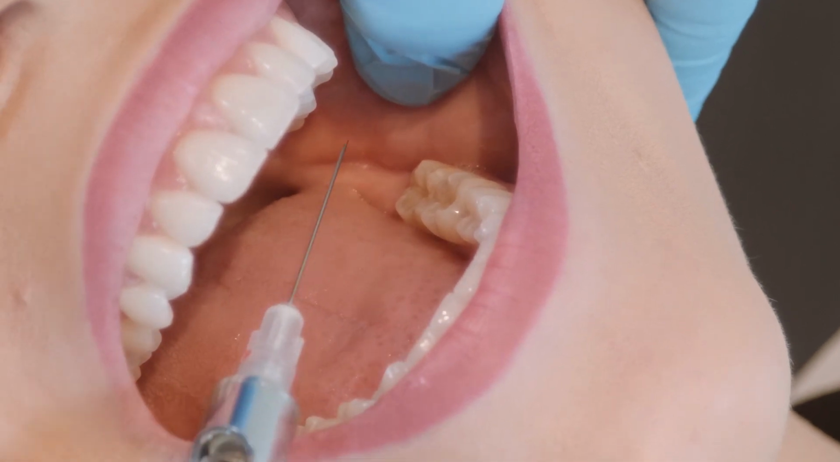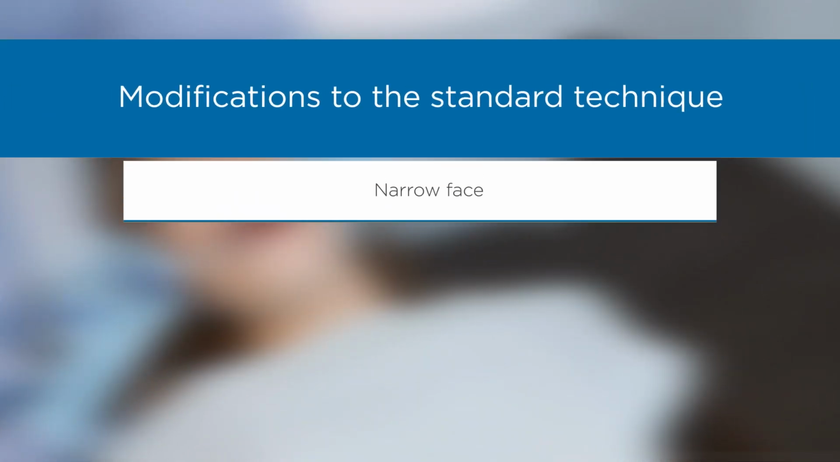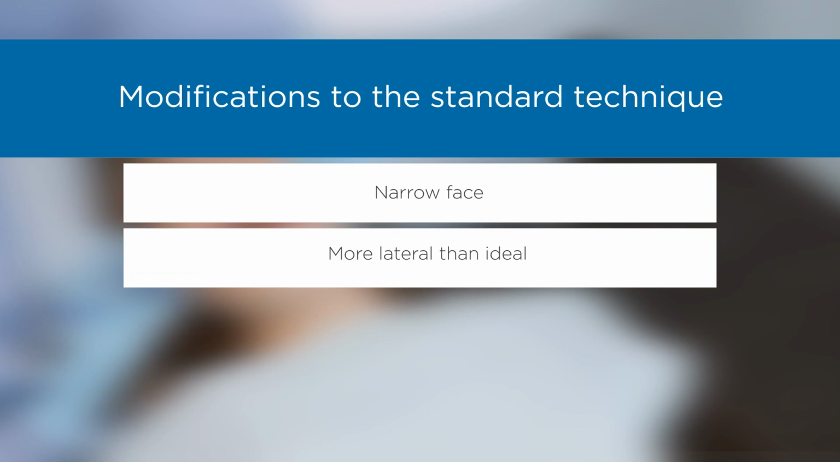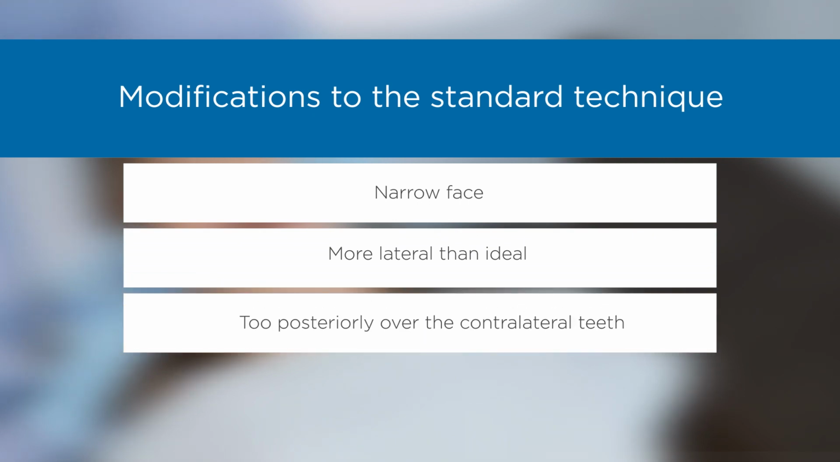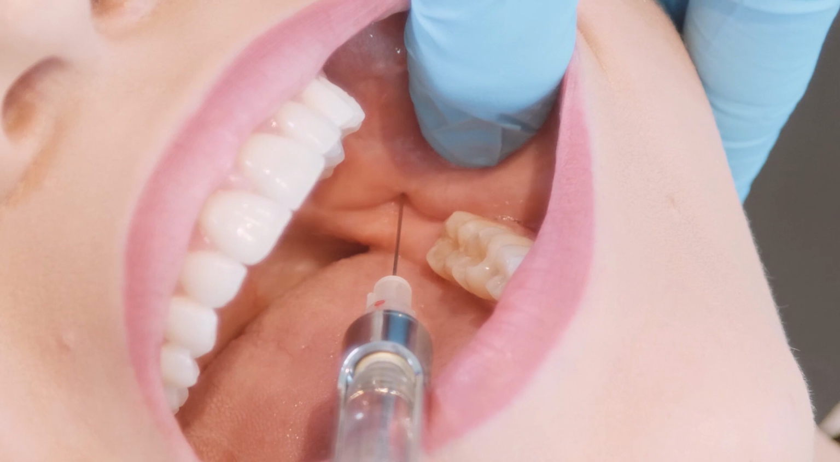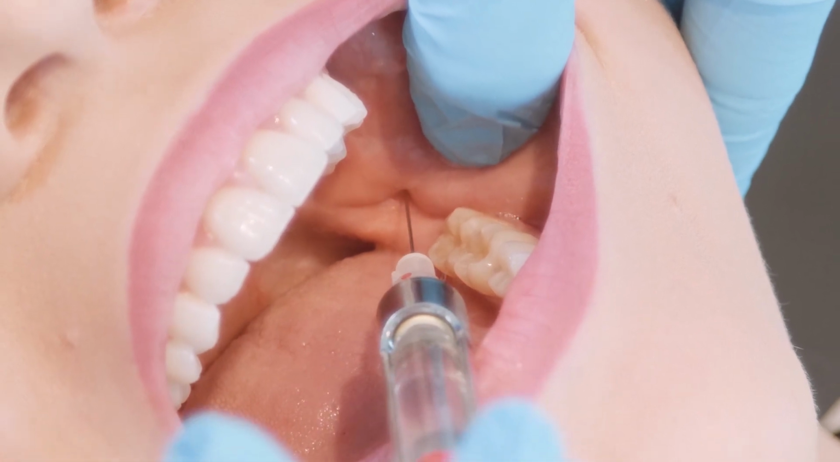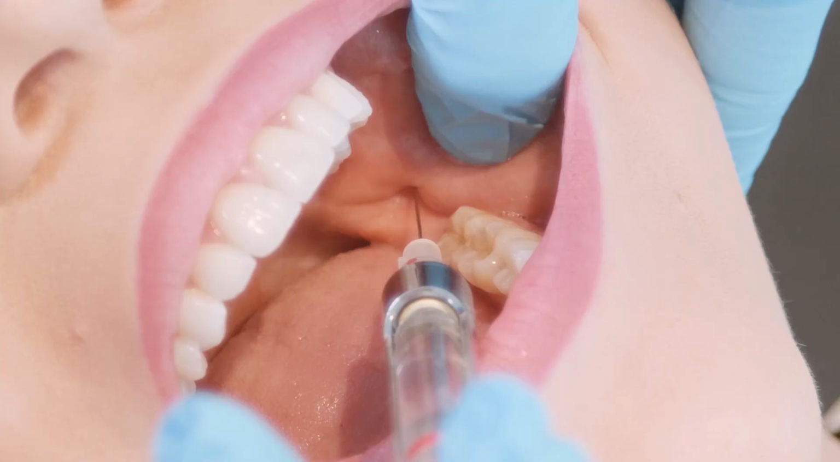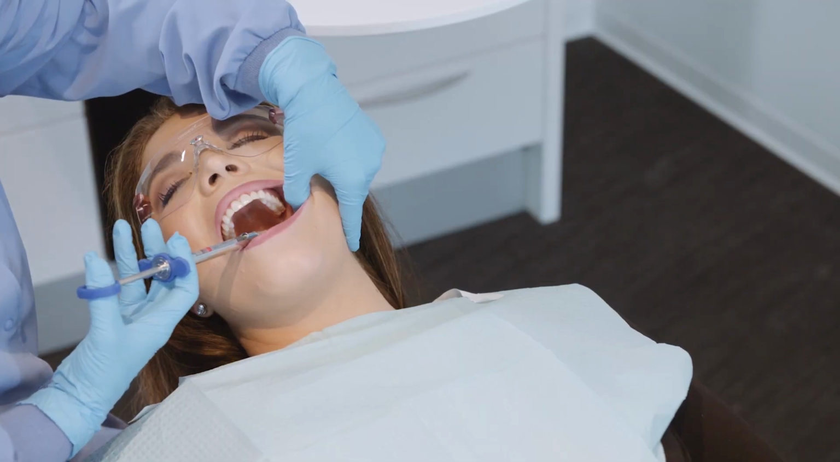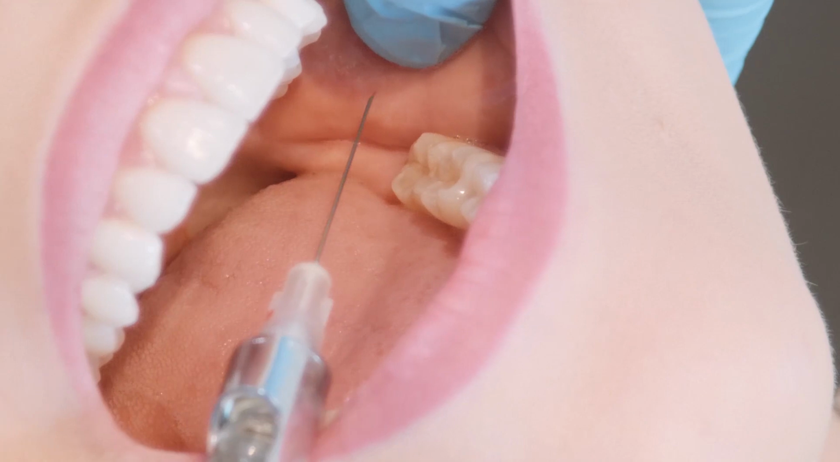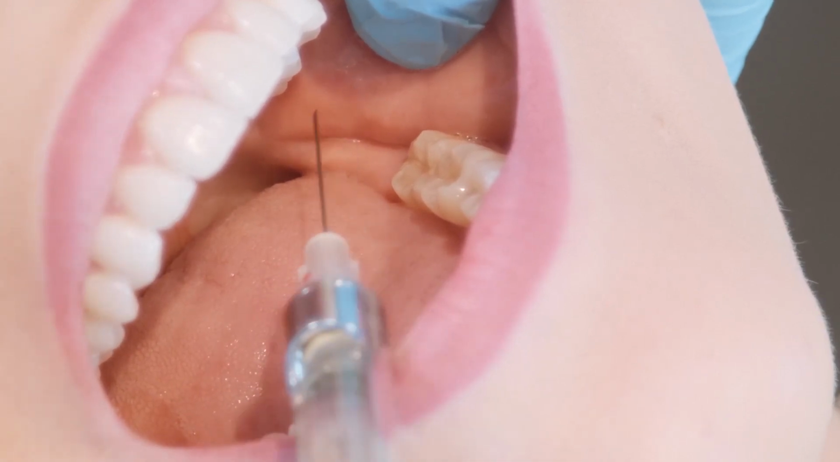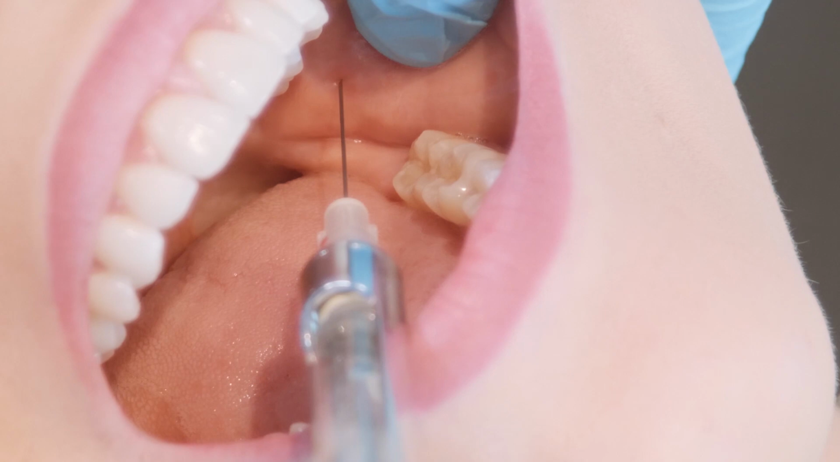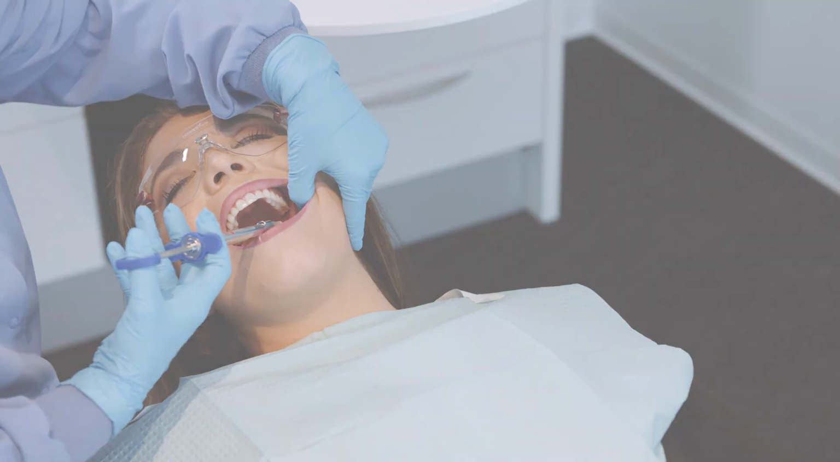For example, during insertion, the needle may prematurely contact bone. This may occur when the patient has a narrow face, when the insertion point is more lateral than ideal, or when the barrel of the syringe is positioned too posteriorly over the contralateral teeth. Regardless of cause, the needle tip strikes bone too anteriorly, and the ramus must be repositioned. The needle is partially withdrawn, the barrel is brought medially, and the needle is reinserted along the new path. Once past the obstruction, the syringe can be repositioned to its original orientation.